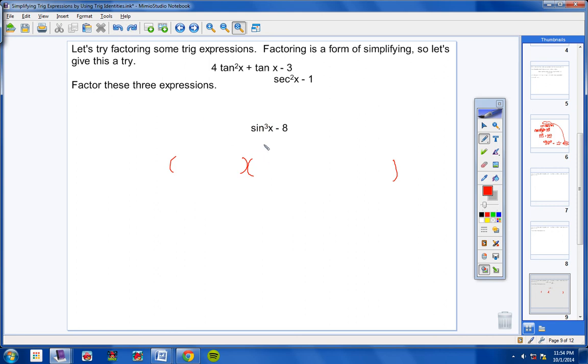So the cube root of sine cubed is sine, so I put sine x, and the cube root of 8 is 2. Remember how to do this? You bring the sign down, you put it here. Now, whatever you have here, you multiply it by itself. So sine times sine is sine squared, and you put that right here. Then whatever you have here, you multiply it by itself, so 2 times 2 is 4. And that goes down here at the end. Then you multiply these two together, so sine times 2 is 2 sine x.